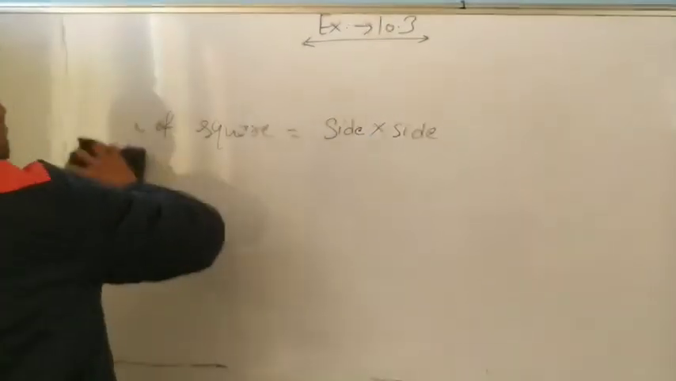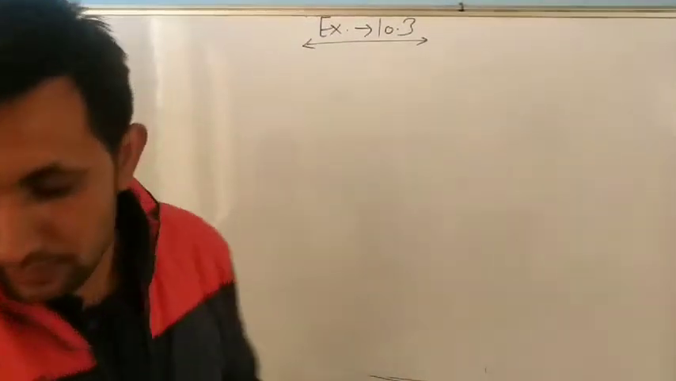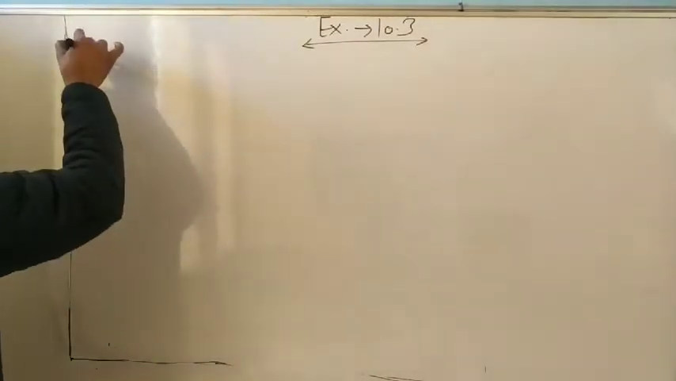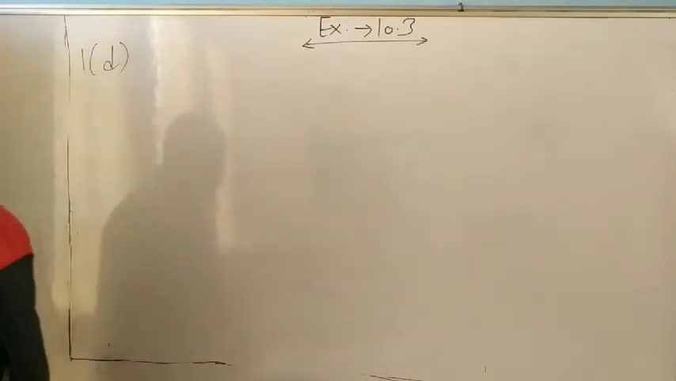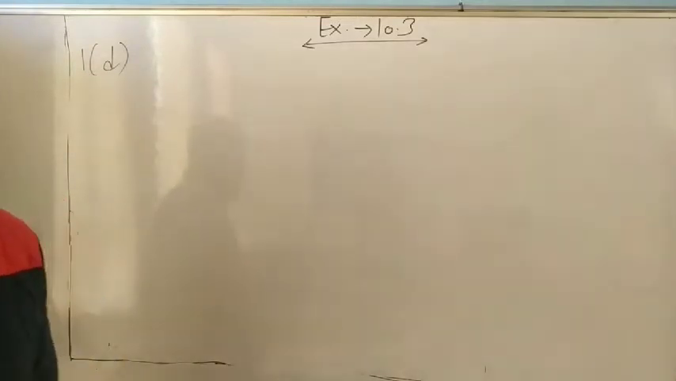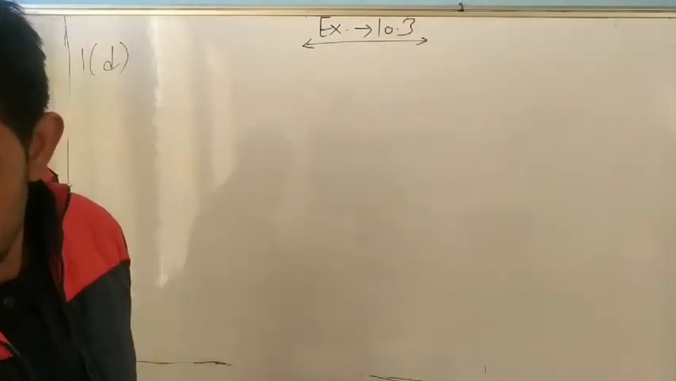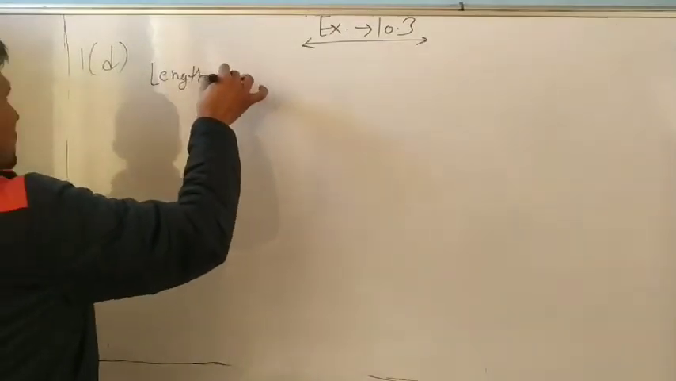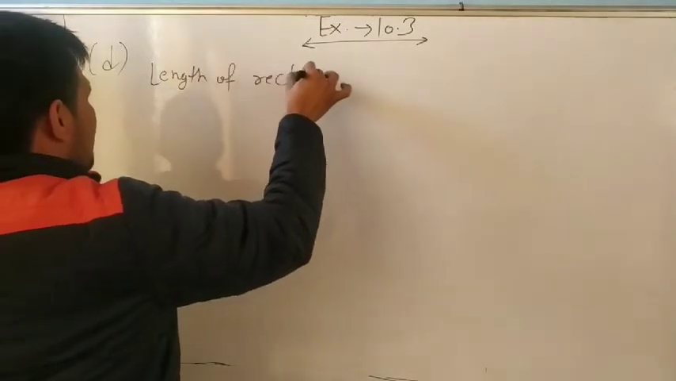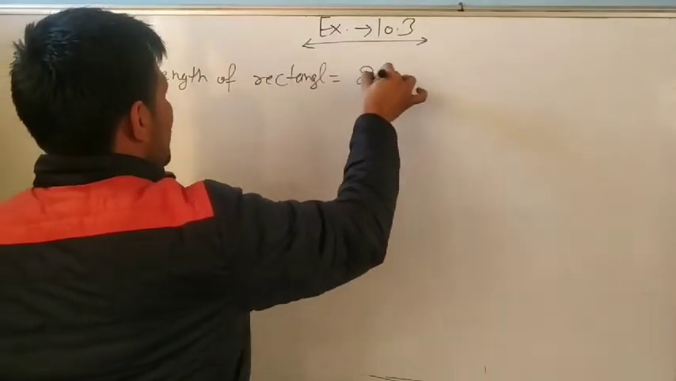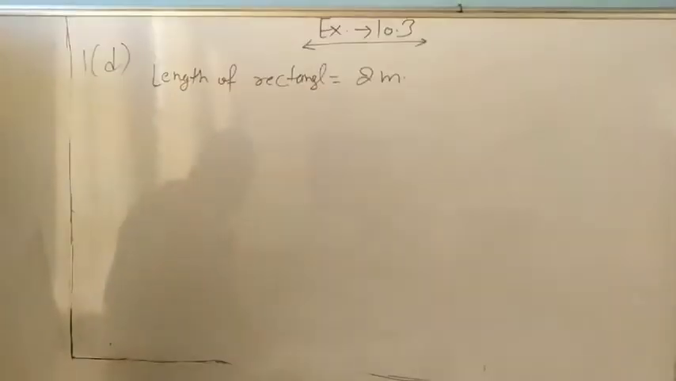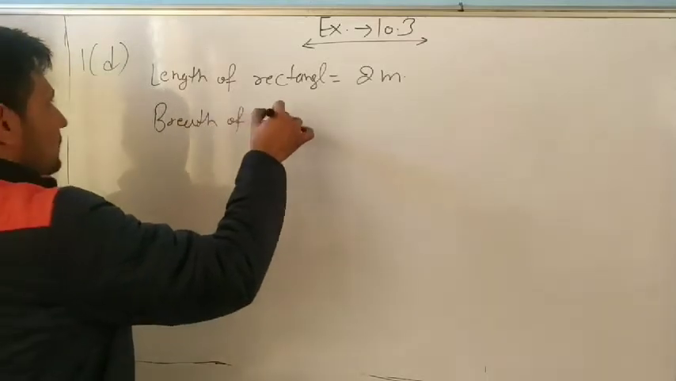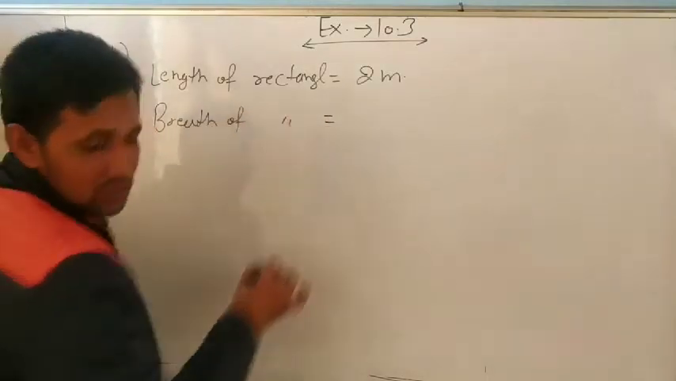Okay. Now we will start our exercise. 10.3, first question, D part. Find the area of the rectangle whose sides are given. D part, side is 2 meter. So first we will write the length of rectangle. How much is given? 2 meter. Next is breadth. Breadth of rectangle. How much?